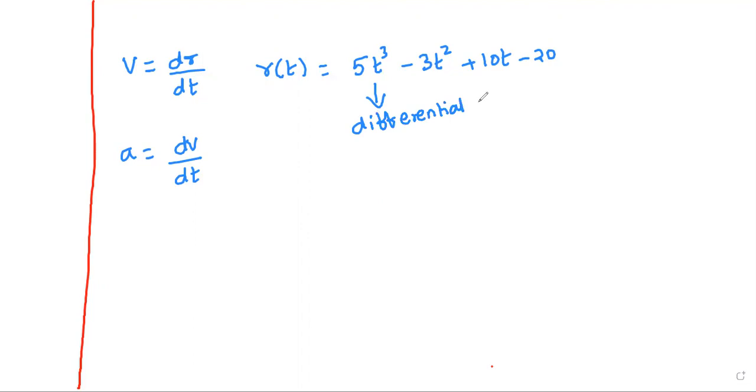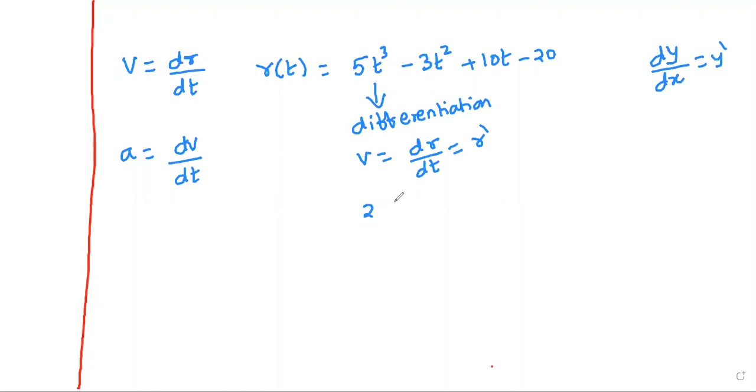I'll find the velocity, one time derivative. This we can also write as r dash, because we write dy by dx as y dash.